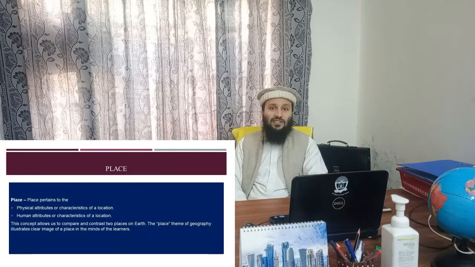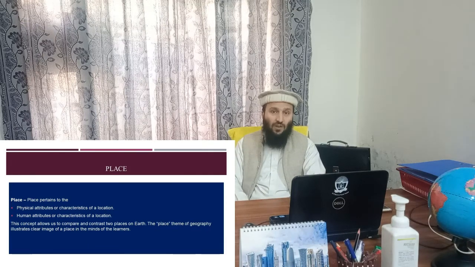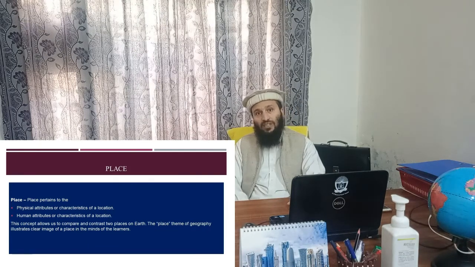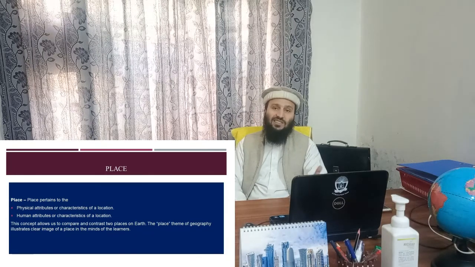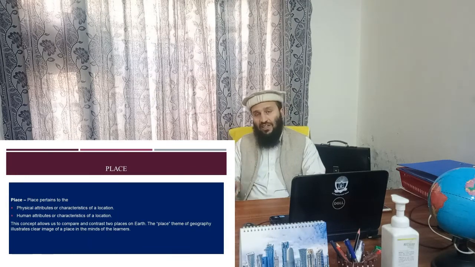The second theme of geography is place. A place is described, all the features of that place are described. These features may be physical features or physical characteristics, or they may be human features or human characteristics. For example, if there is a scenery and you describe there are mountains and there is a valley and a river is flowing in this valley, there is natural vegetation over there. So these are the physical characteristics of that place.